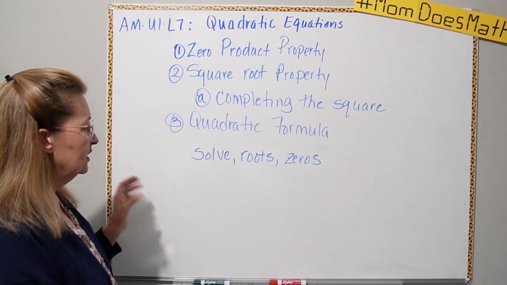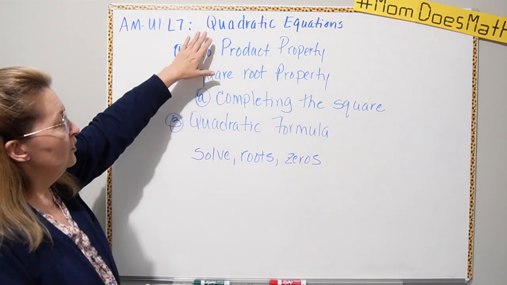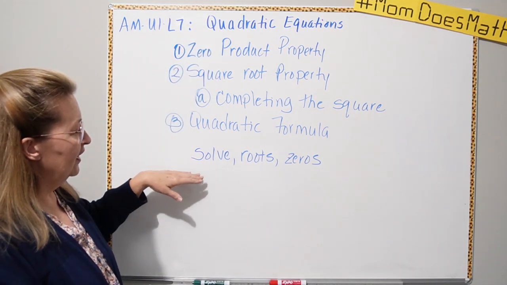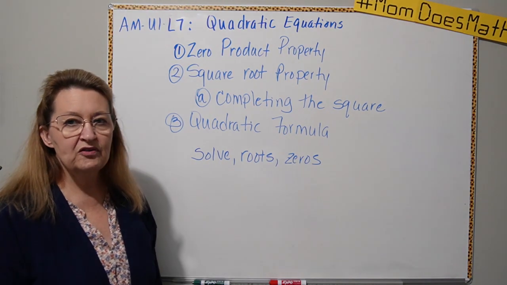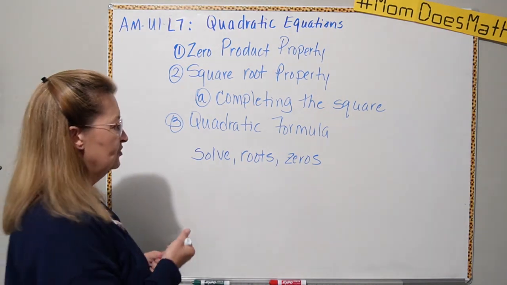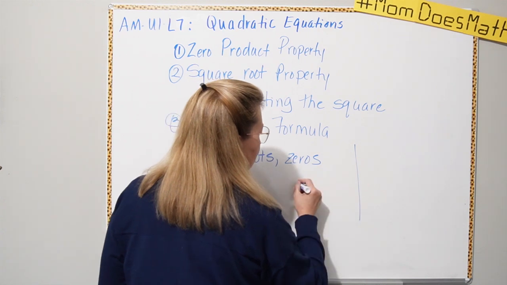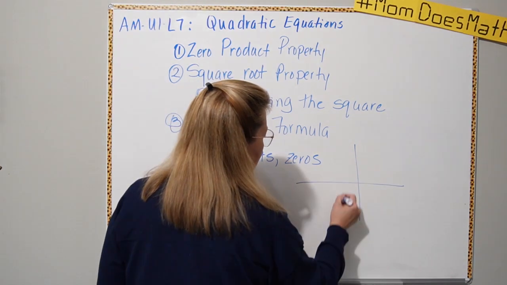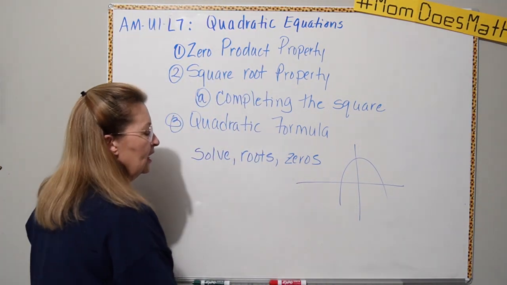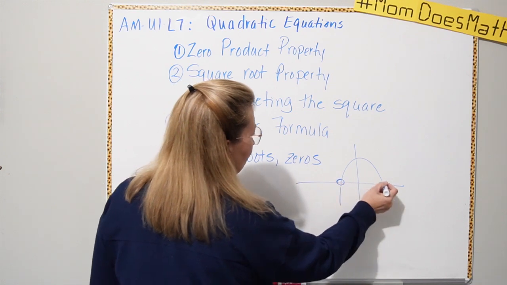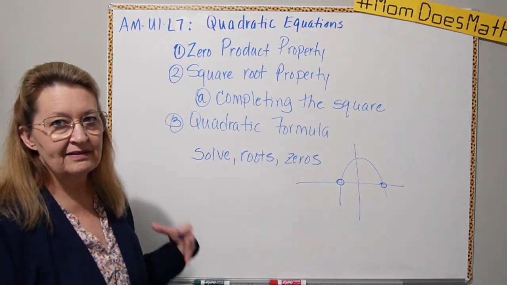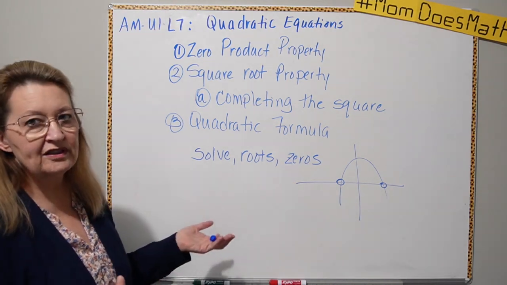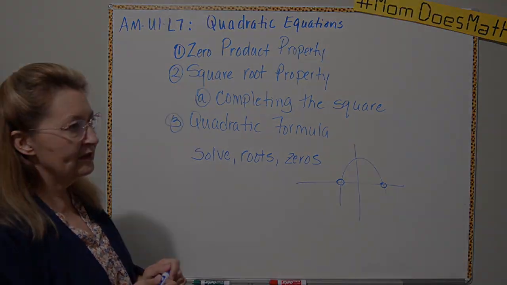It always works. Now, when you're asked to solve a quadratic equation, they could tell you to solve it, find the roots, or find the zeros. All of those mean just find the answer. Because we know what happens when you graph a quadratic equation. Well, you're going to get a parabola. So what are we looking for? We're looking for the 2 places where that parabola crosses the x-axis. So that's our goal, is to find that. All right, let's get started.